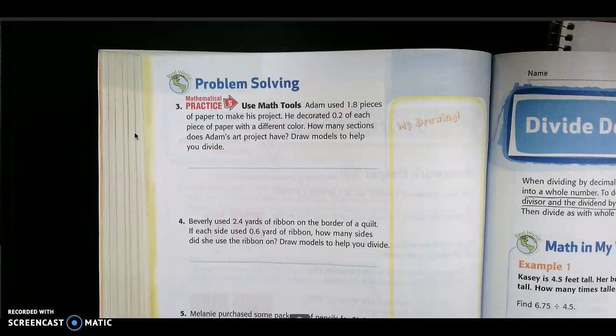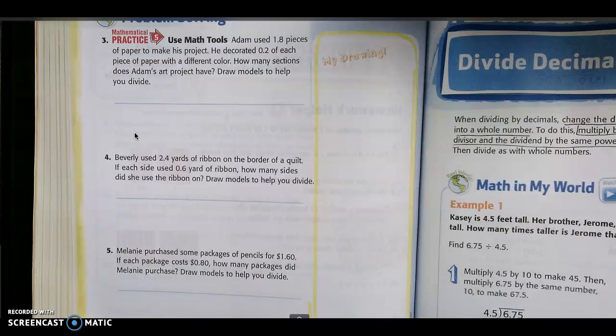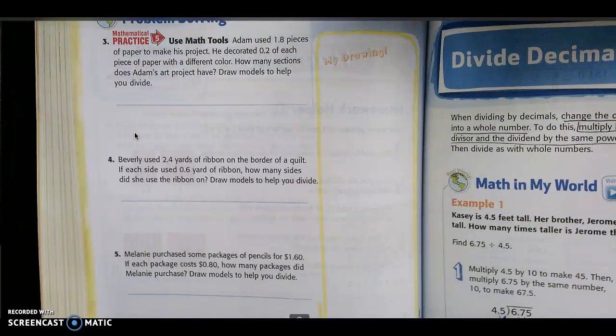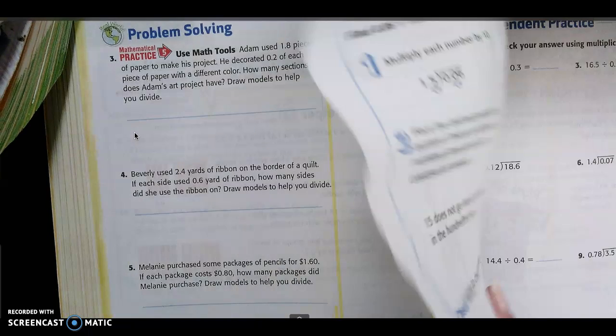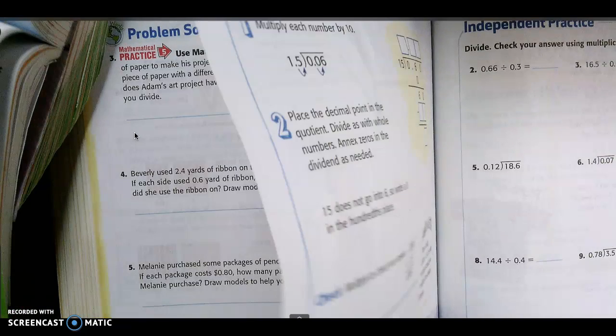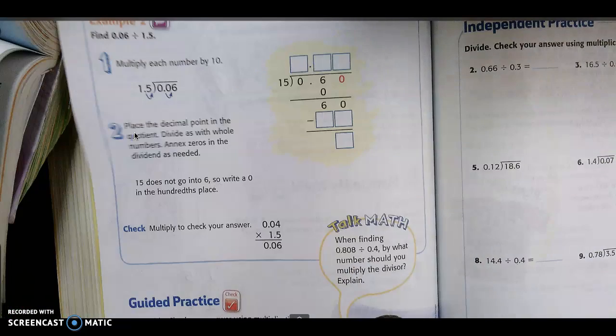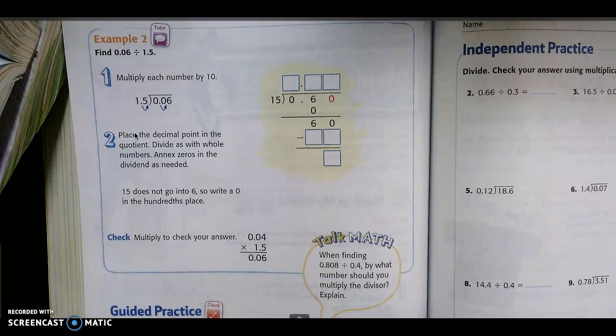Wait, what's the page? 455? Can you get it from Chloe for me, please? Just do that. You can multiply that. All right, page 456. Go sit down for me, please.